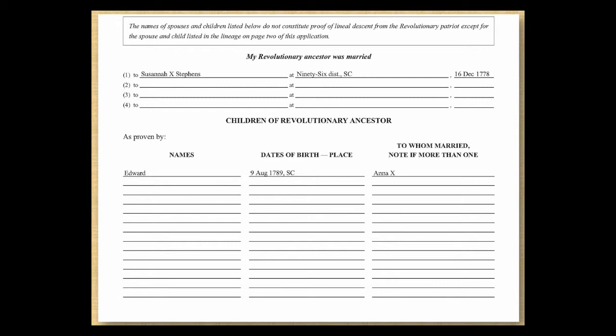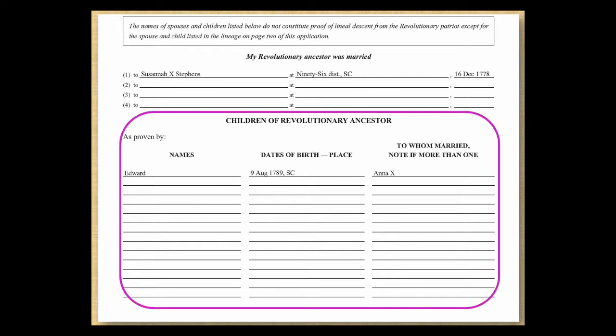Next is the information on the child or children of the patriot. You should copy what you put on page 2 exactly. The child your lineage goes through is required, but that is all. There are a few other optional items on this page which we'll look at in the next video. Right now, let's go beyond the lineage and look at the service section of the application.